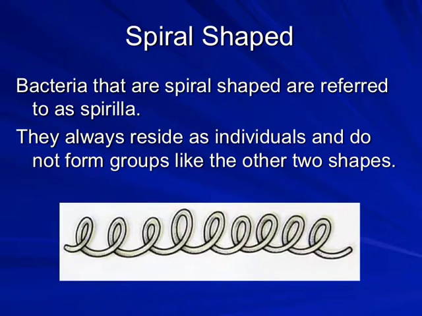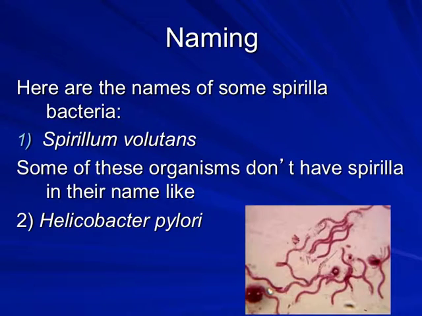Now we're going to talk about the spiral-shaped bacteria. Bacteria that are spiral-shaped are referred to as spirilla. And there's only one type. They always come as individuals. Naming them, however, Spirillum volutans. And some of the names don't have spirilla in their name, like Helicobacter pylori.